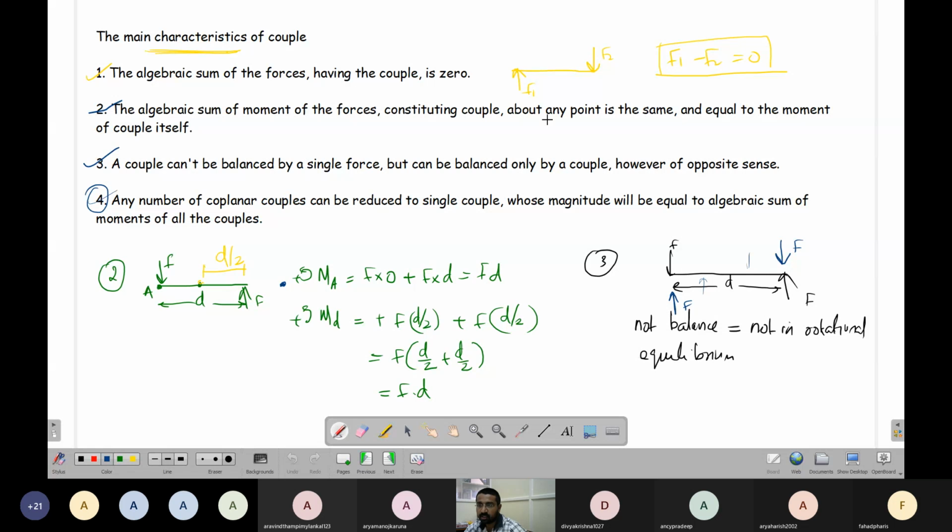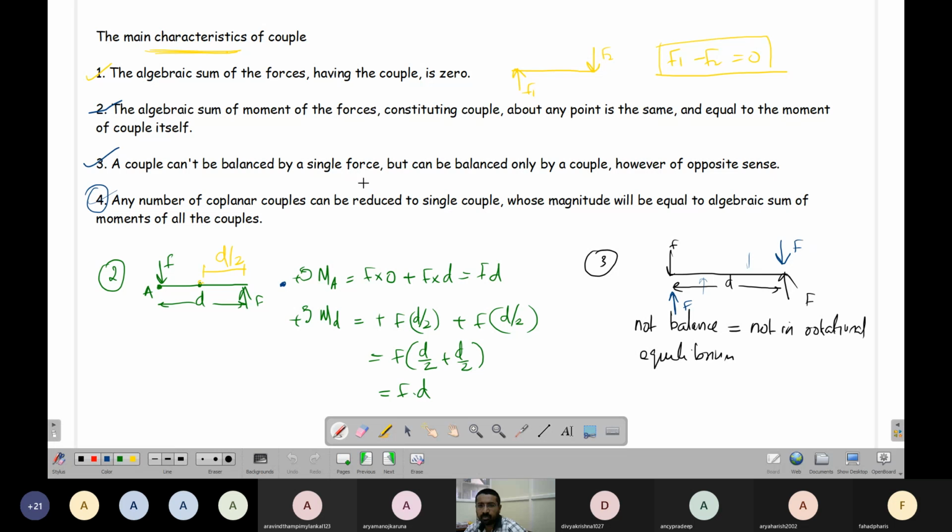So, for example, about this point, the couple moment will be the same as about any point in the plane. That will be equal to the moment of the couple, that is, force into the perpendicular distance between the forces of the couple. I hope this is clear. It's a simple concept: about this point, you take moment as force into distance.